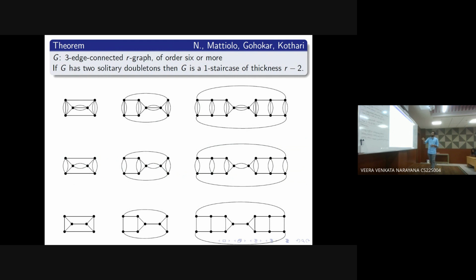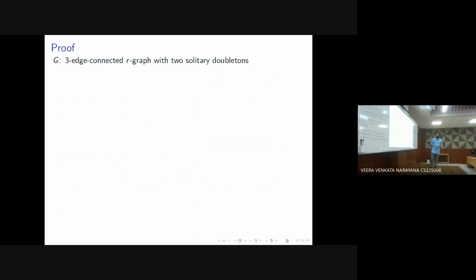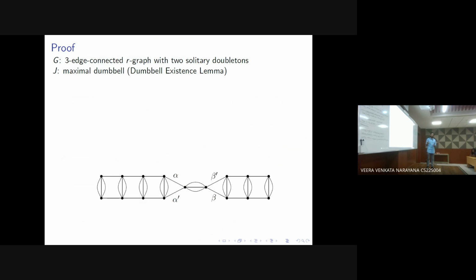So we're going to prove our graph looks something like this. For the sake of proof, I'm taking R as 5. The proof goes for any R. So our G is a 3-edge connected R graph with 2 solitary doubletons alpha beta, alpha prime, beta prime. By the dumbbell existence lemma, there exists a dumbbell. So we are taking a maximal dumbbell. And recall that these 4 edges are the 4 unmatchable edges here.